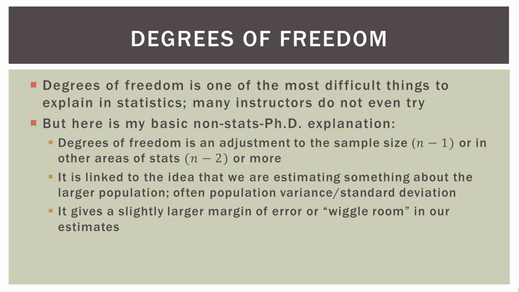And what it does in practice is it gives us a slightly larger margin of error or wiggle room in our estimates. So if we have a sample size of 20, but we use the t-distribution, that is 20 minus 1, we're going to use the t-distribution for 19, which again will have a slightly lower center and slightly fatter tails. So degrees of freedom is just an adjustment to our sample size that's linked to the idea that we're doing some estimating, and it gives us slightly more wiggle room in our estimates.